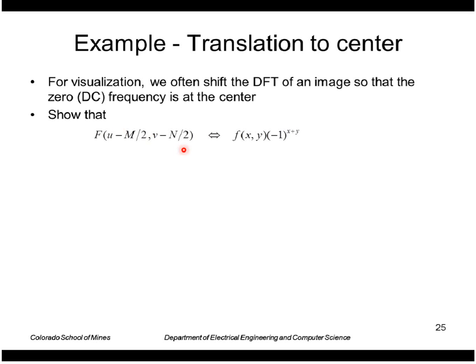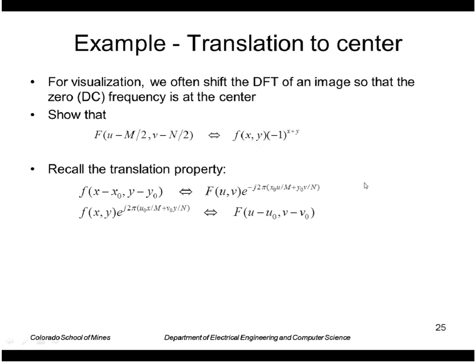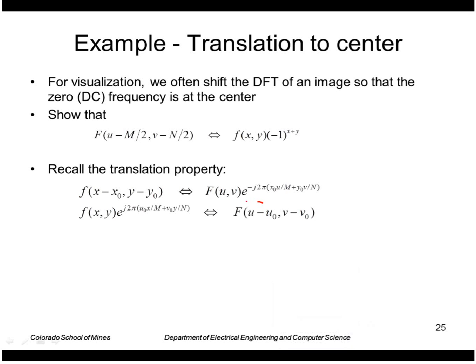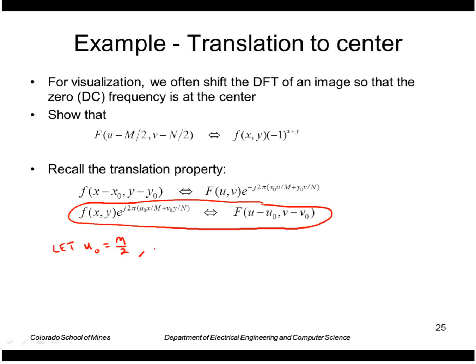So this new Fourier transform actually has a Fourier pair of f of xy where each point is multiplied by this power of -1 to the x plus y. To see that, we can use the translation property. In this case we'll use this one, namely shifting the Fourier transform and seeing what effect that has. So let's let u0, the amount we shift by, be m over 2 and v0 be n over 2.